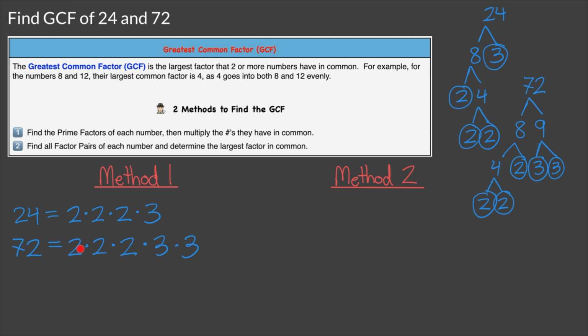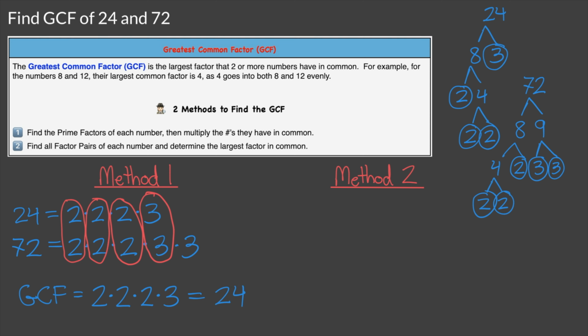So let's take a look here. There's a 2 in common, so I'm going to go ahead and circle that. So we have a 2 in common, another 2 in common, and another 2 in common, and we also have a 3 in common. So we have 4 numbers in common here. So our GCF is going to be 2 times 2 times 2 times 3. So we have 2 times 2 is 4, times 2 is 8, times 3 is 24.